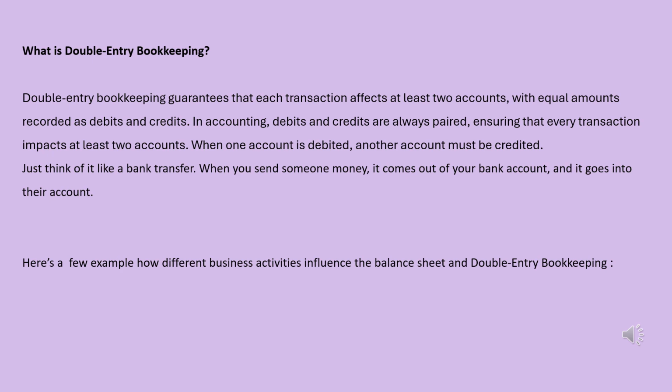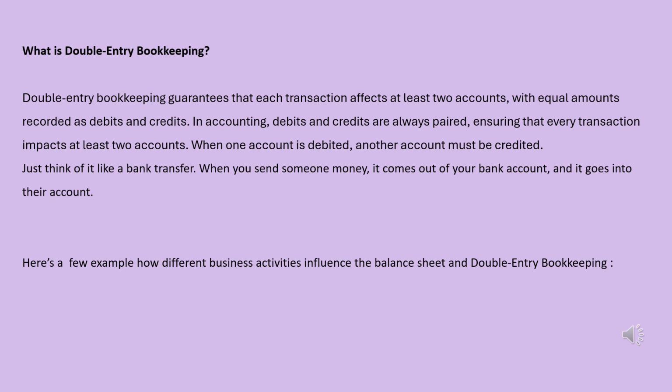What is double-entry bookkeeping? Double-entry bookkeeping guarantees that each transaction affects at least 2 accounts, with equal amounts recorded as debits and credits. In accounting, debits and credits are always paired, ensuring that every transaction impacts at least 2 accounts. When one account is debited, another account must be credited. Just think of it like a bank transfer. When you send someone money, it comes out of your bank account and it goes into their account.